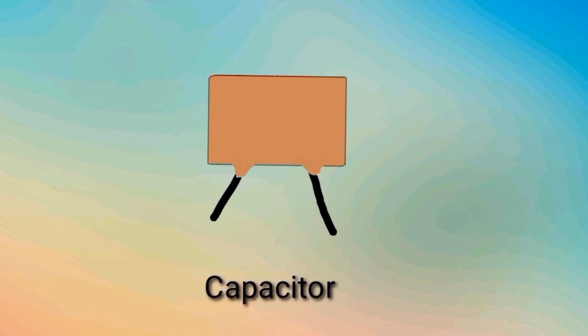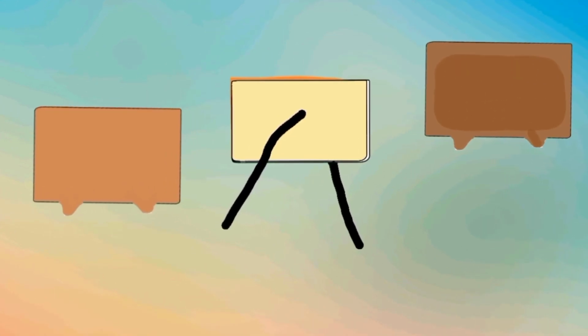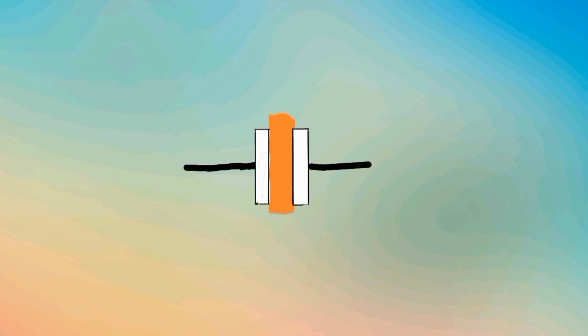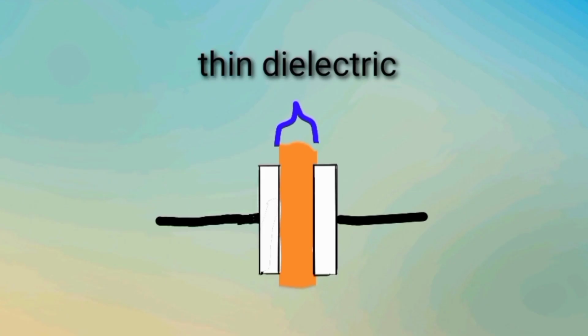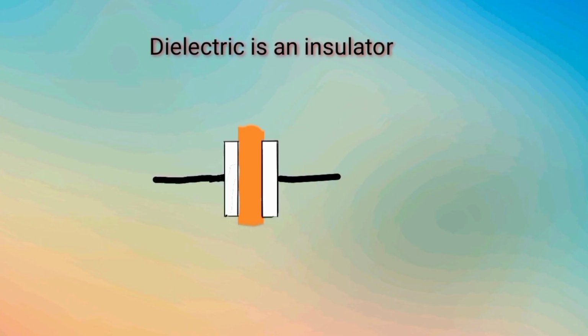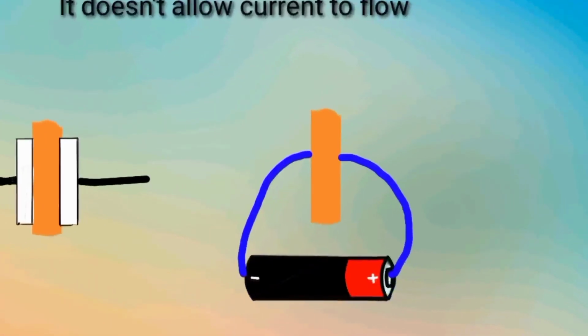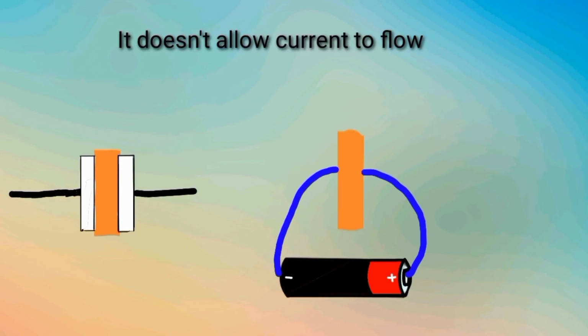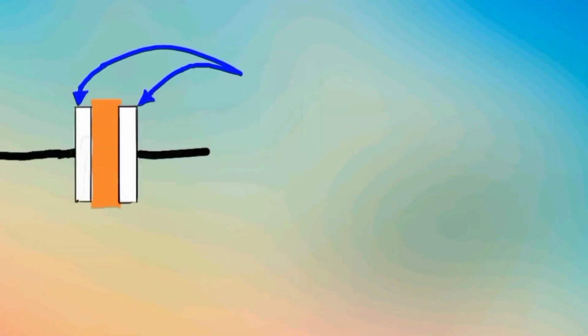This is a capacitor. Inside this, you will find two metal plates and a dielectric. The two metal plates are separated by the dielectric material. It is basically an insulator, so current cannot flow through a dielectric material. I will talk about this later, but now let's focus on the plates.